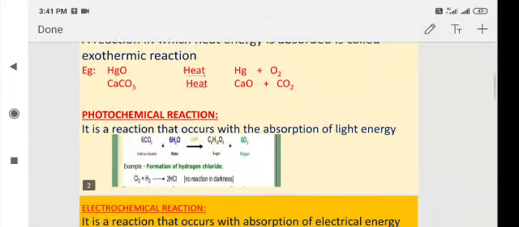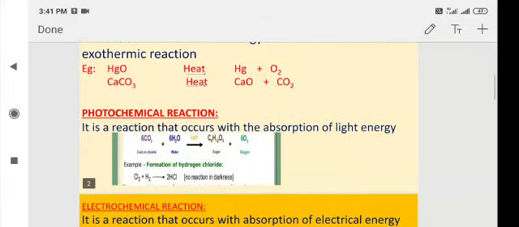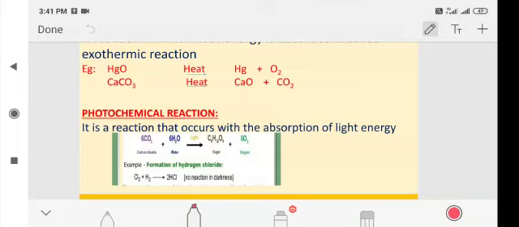The next variety is photochemical reaction. Photo, you must have heard about photosynthesis in biology. Photo means something related with sunlight. Photosynthesis means using sunlight, synthesis takes place. Synthesis means manufacture. This is photochemical reaction. That means it is a reaction in which sunlight is used.